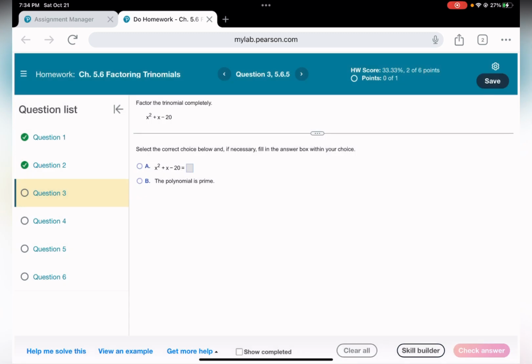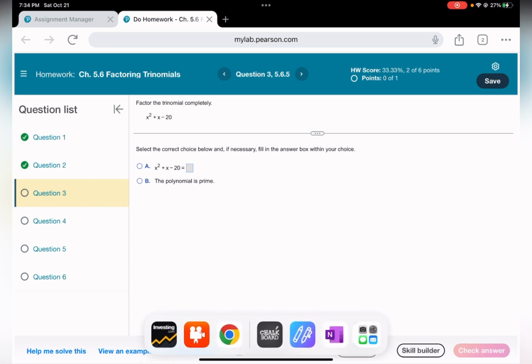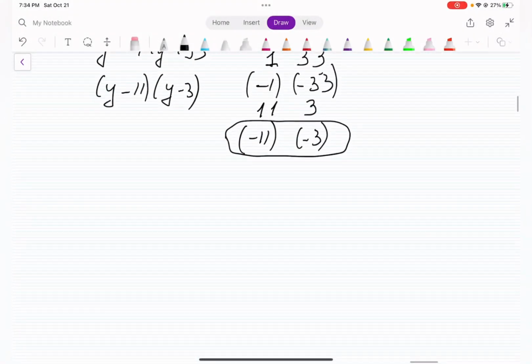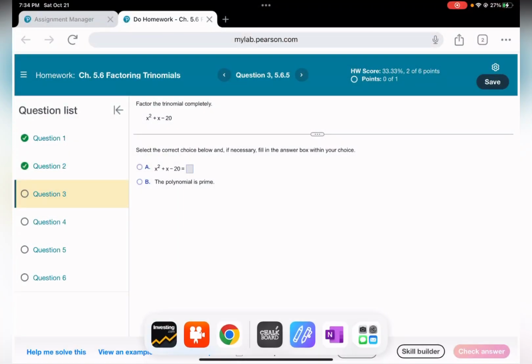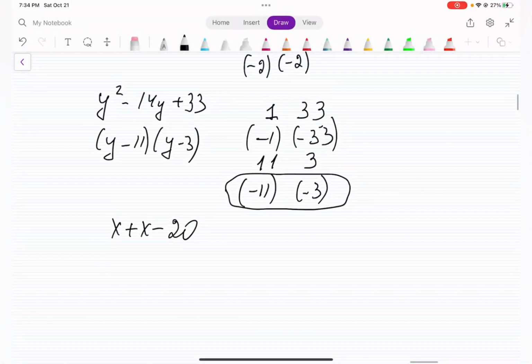X squared plus x minus 20. Okay. So in this case, we have 20 negative. When do we get negative? When one sign is positive and the other one is negative, or vice versa. If the signs are different, we get negative. Okay, let's see.